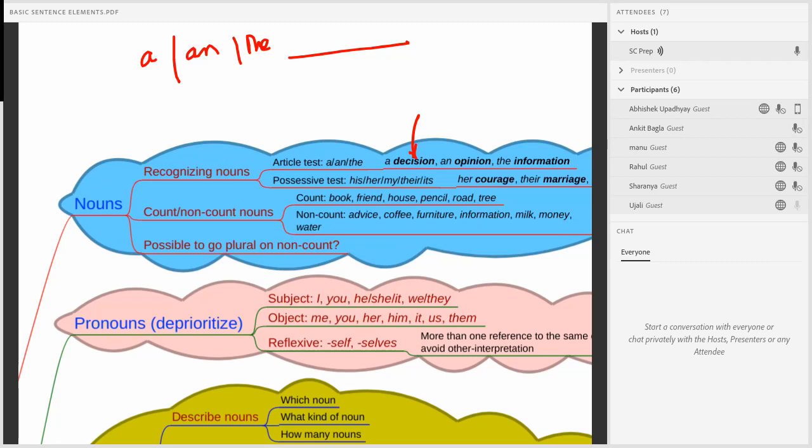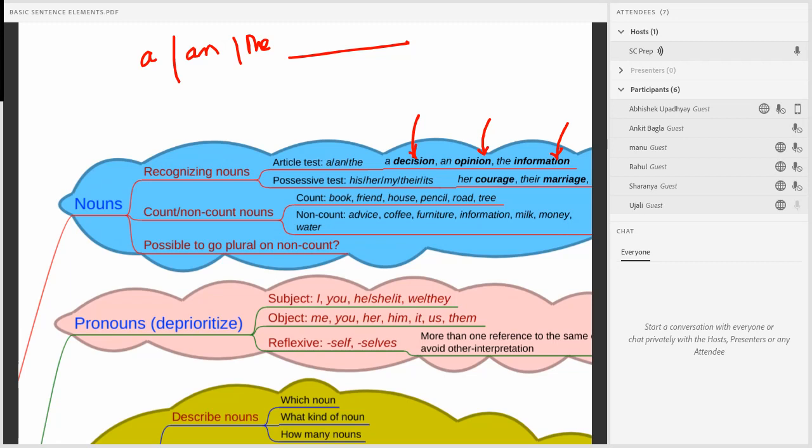And I'll keep repeating this word capable, and we'll discuss why I'm saying that again and again. So, decision is capable of acting as a noun. An opinion, that sounds fine. So, opinion is capable of acting as a noun. The information is acting as a noun.